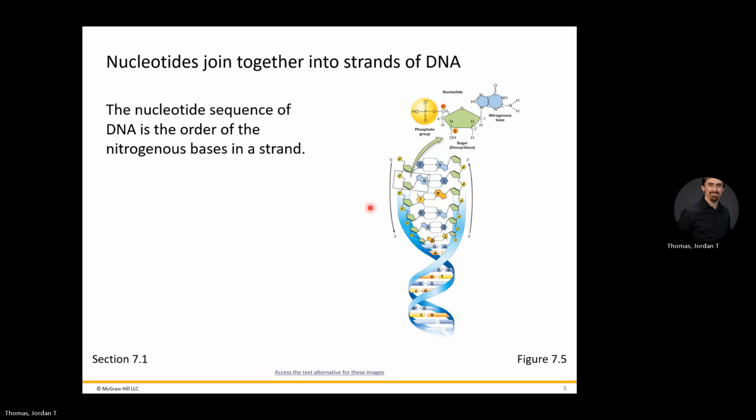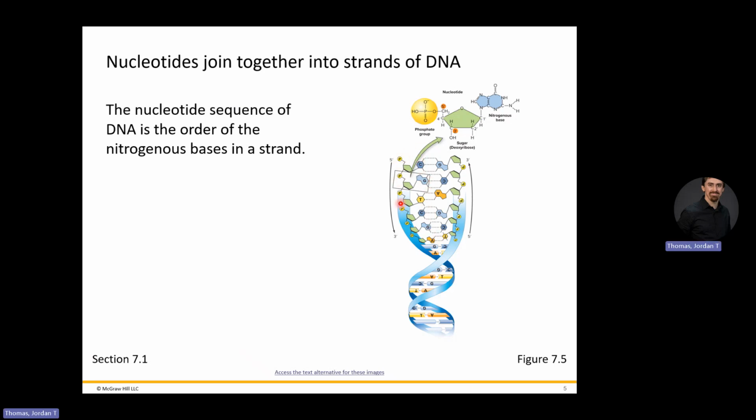So now, nucleotides join together into strands of DNA. Again, nucleotides are the Lego pieces, the building blocks of DNA, of nucleic acids. So we can put them together to make a big molecule, the DNA. The nucleotide sequence of DNA is the order of the nitrogenous bases in the strand. So when we talk about nucleotide sequence, we're talking about the letters, the nitrogenous bases in their order.